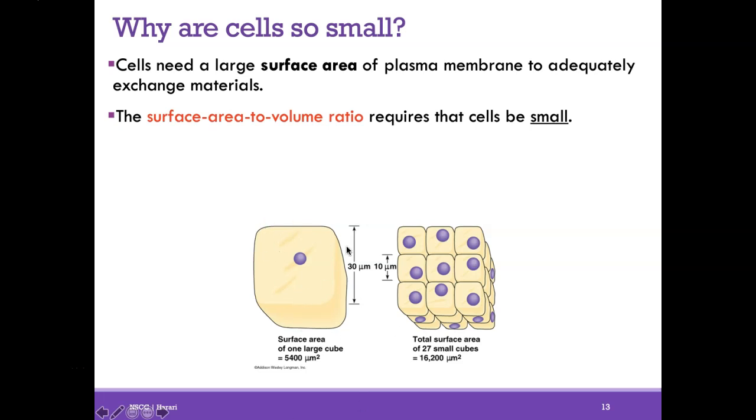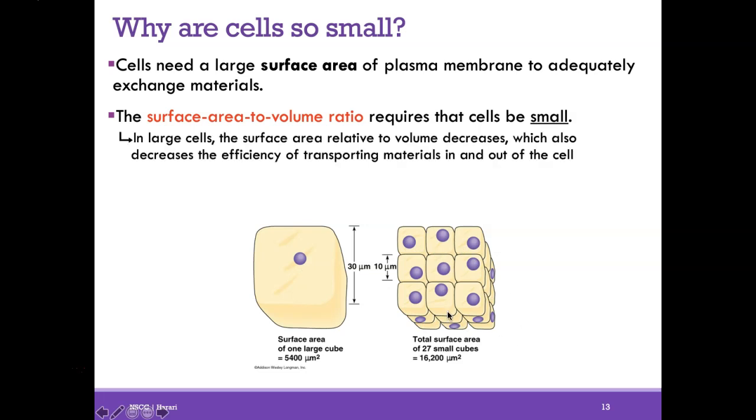Right? If I have just one big cell, that's not going to really be able to exchange as much material in and out of the cell. But if I divide up the cubes into smaller and smaller parts, I have more surface area. Right? So I can transport stuff in and out of the cell a lot more efficiently.